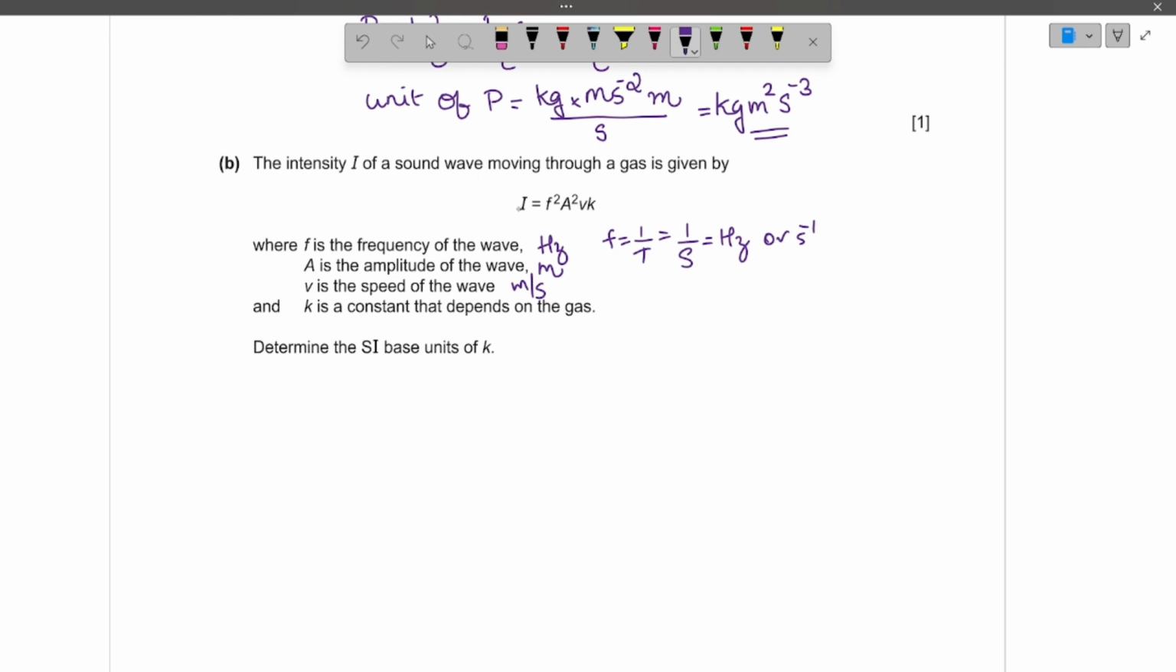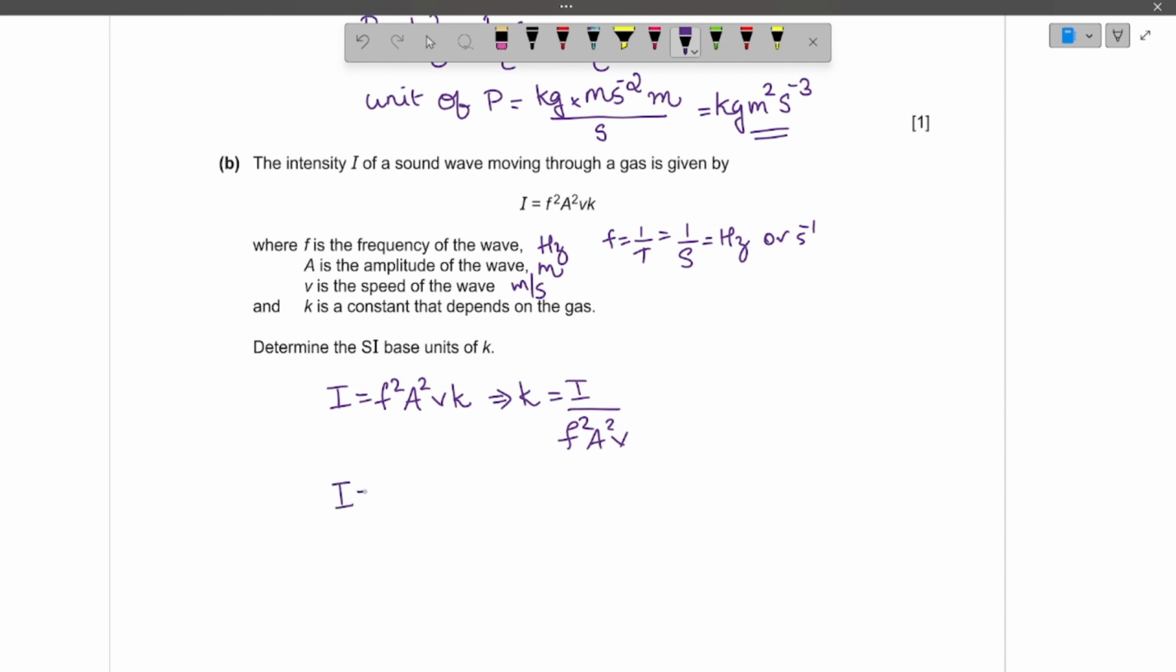So you can use this equation. As we know, we need the basic equation: I is equal to f² a² v k. Please rearrange this formula to find k. So k is equal to I divided by f² a² v. We know the units of frequency, amplitude and speed, but we don't know the unit of intensity. So you can find out the unit of intensity as well.